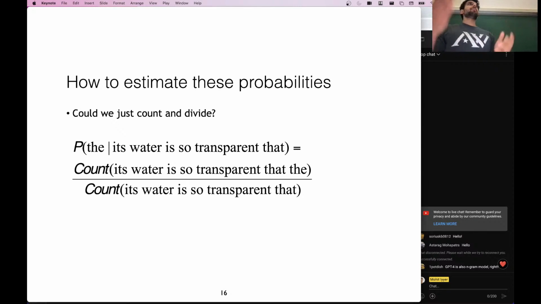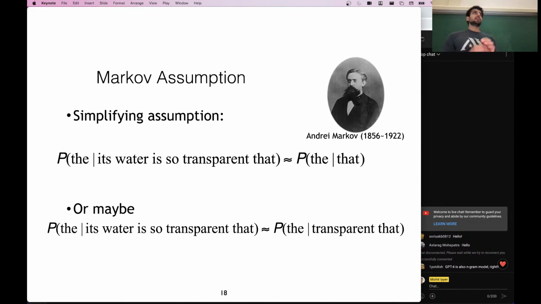All right, so I briefly mentioned this method of estimating the probability of a sequence before. If I have the probability of the given its water is so transparent that, I can simply just count and divide by another count, right? The count of the prefix. However, this runs into the problems of sparsity.